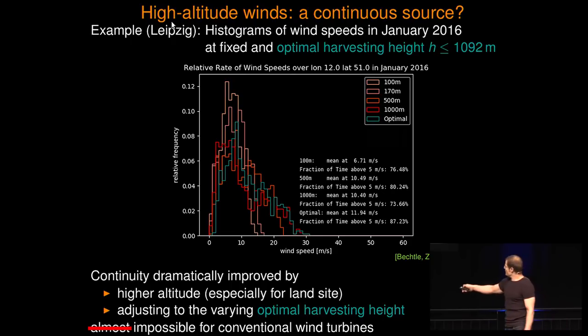Adjusting to a varying optimal harvesting height is not only almost, but really impossible for conventional wind turbines. So one has to find another technology which is better and can give you access to these high-altitude winds.